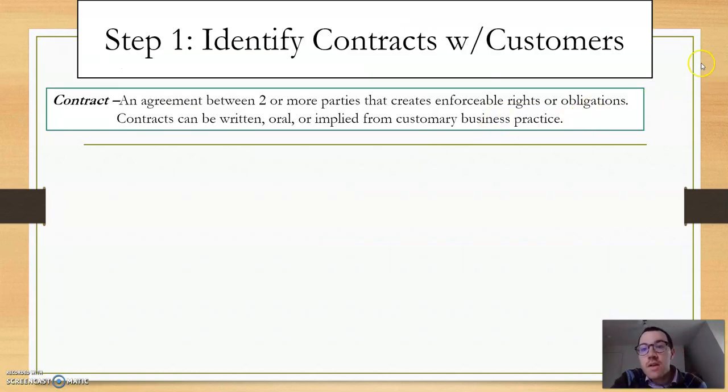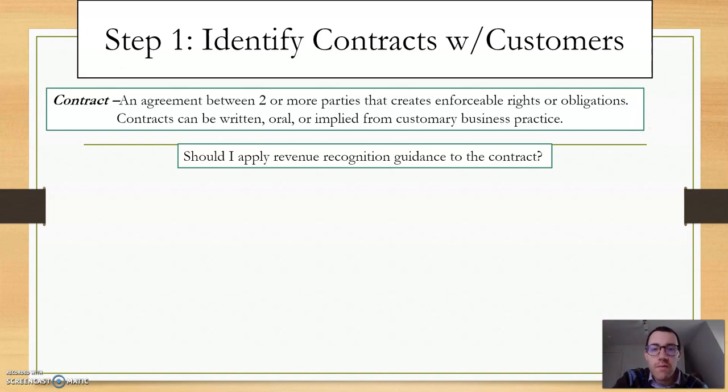So, identifying contracts with customers. A contract is an agreement between two or more parties that creates enforceable rights or obligations. It doesn't mean it has to be written. It could be oral or just customary business practice.